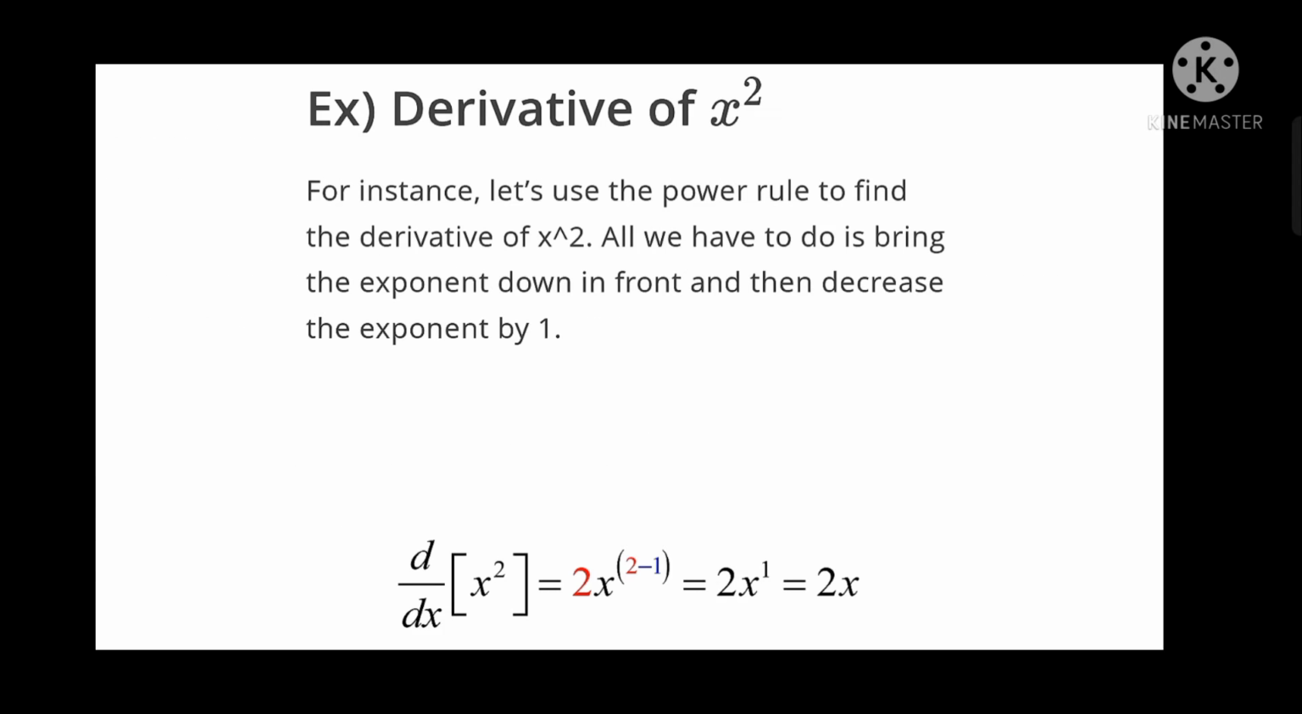So we have an example, the derivative of x squared. Let's use the power rule to find the derivative of x to the power of 2. All we have to do is bring the exponent down in front and then decrease the exponent by 1. So the derivative d/dx of x squared: the exponent must come down, so 2x to the power of 2, then subtract 1, and 2 minus 1 is 1, so 2x to the power of 1 is equal to 2x.